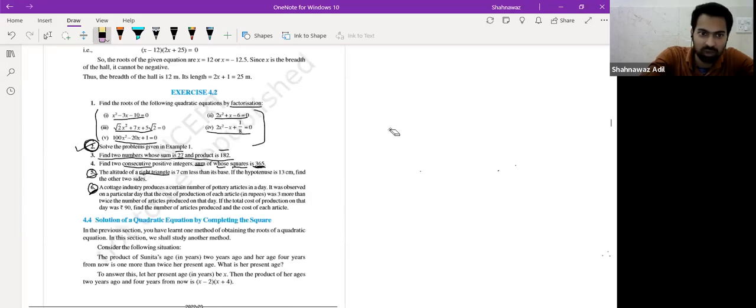Yes, so a cottage industry produces a certain number of pottery articles in a day. It was observed on a particular day that the cost of production of each article was 3 more than twice the number of articles produced on that day. If the total cost of production on that day was 90, find the number of articles produced and the cost of each article. Right, so first question, Talha, what would be the two unknowns?